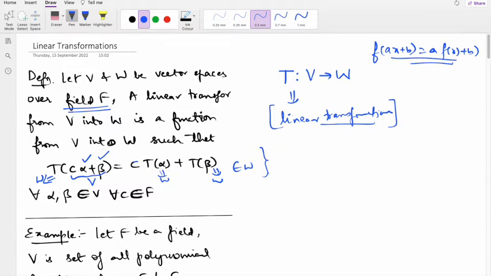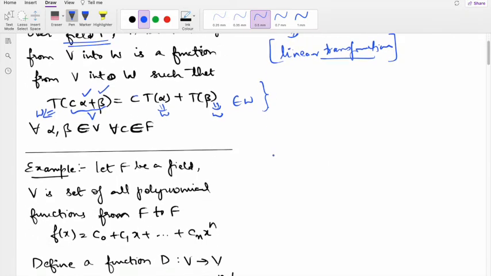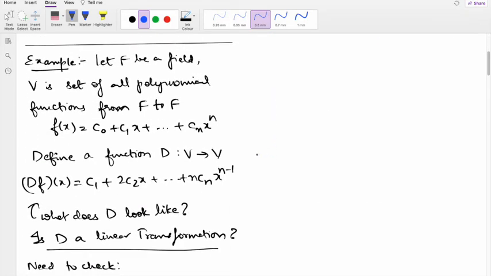Okay, fine. With this we'll look at one example. Let F be a field and V be the set of all polynomial functions from F to F. Again, we saw this just now in the previous hour. Let's say f of x is a polynomial function, so I can define it like this: c0 plus c1 x plus ... plus cn x^n.